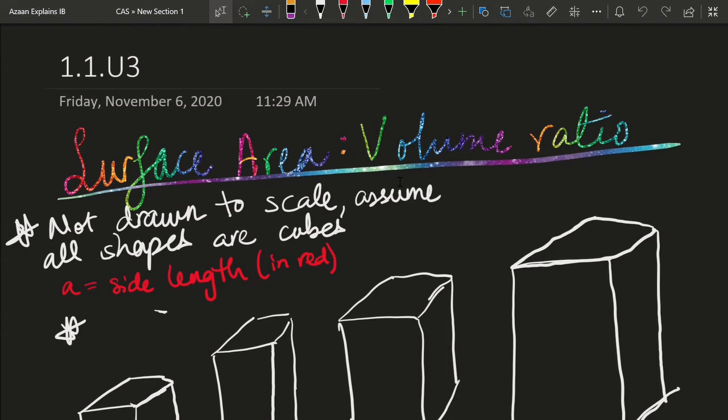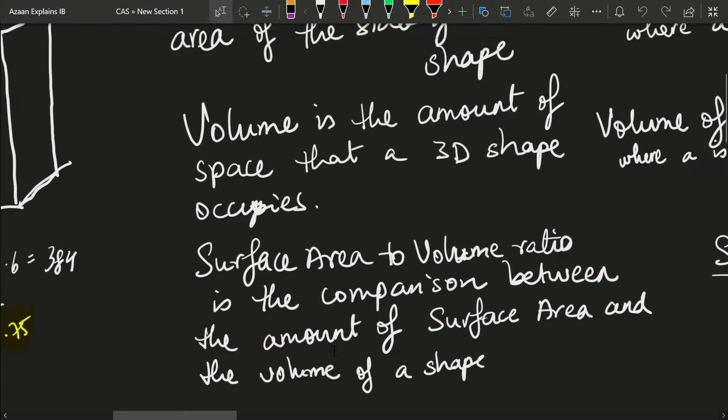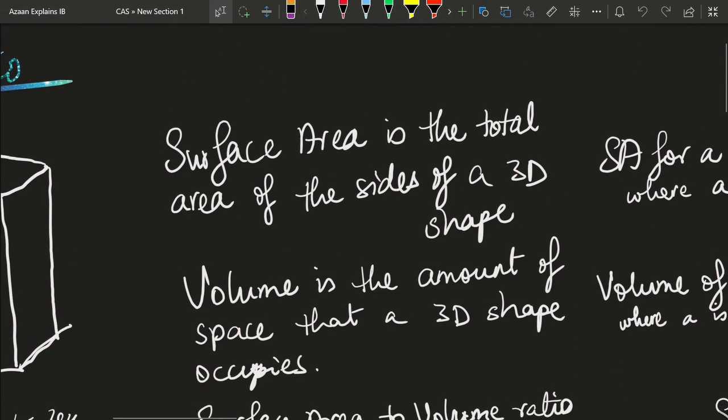Okay, so when we talk about the surface area to volume ratio, it's nothing but the comparison between the amount of surface area and the volume of a shape, or more specific to biology, of any organism. To understand this further, we need to go over surface area and volume.